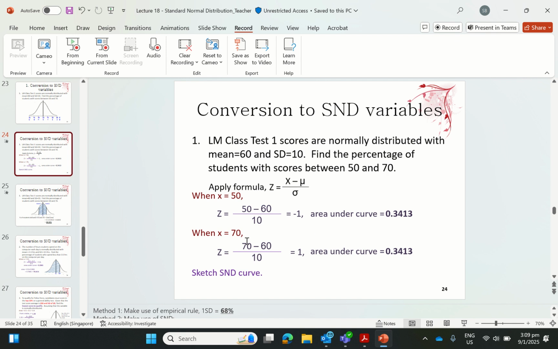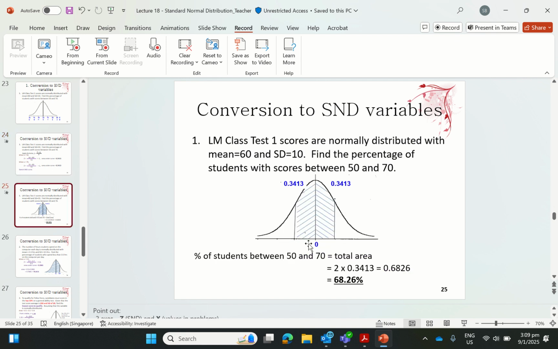Okay, 3413. And then don't forget, I want to find the percent between 50 and 70. So I have to find also for 70. So 70 minus 60 divided by 10 using the formula equals 1. So it's still 1, therefore the area is still the same. But now it's between 50 to 70. So from here, 50, center is 60, 70, I have to add up these two areas, or since both are the same in this case, you can times by 2. So therefore, the percent of students between 50 to 70 is 68.26%.